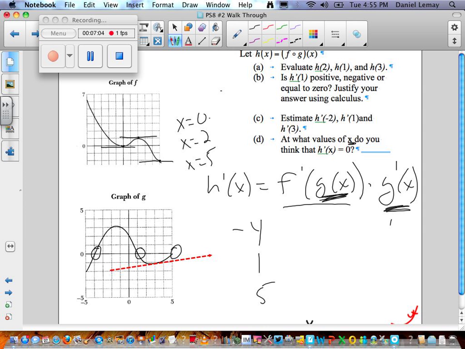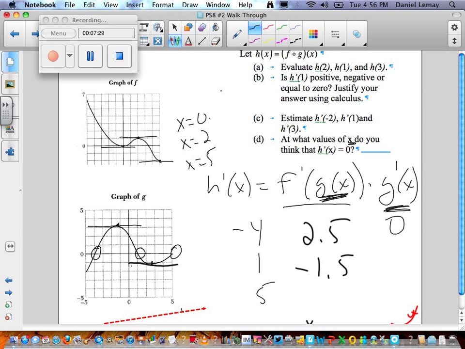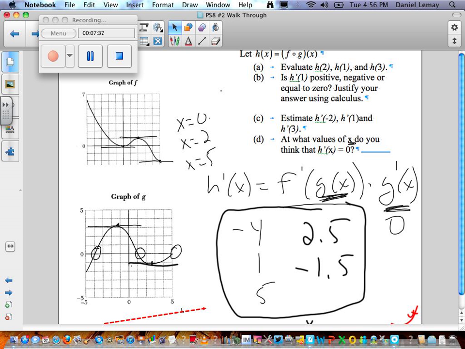The other thing that I'd be concerned about is when g prime is equal to 0. Well, the slope of that function is equal to 0 right there. And I'm going to argue, make the case, if I can move this line out of the way, here we go, that it's 0 about there. So to me that looks like about 2.5. And it's also 0 at about negative 1.5. So I think there's 5 places where this h function has 0 slope. And that's how you tackle these kind of inexact questions, making you think about what we're doing with derivatives.